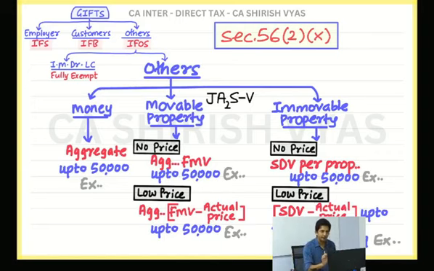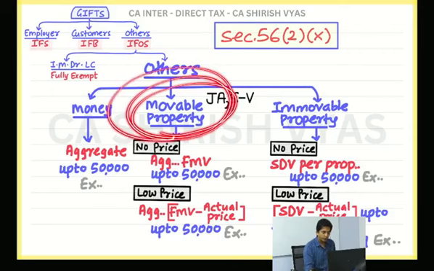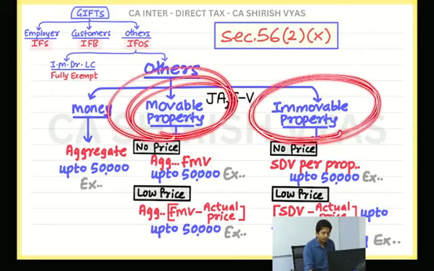See what is that point? Otherwise, there is no point in keeping that point pending. Whether it is movable property or immovable property, if it is stock in trade for you, there is no need to pay tax on the gift. Whether below 50,000, above 50,000, whatever.